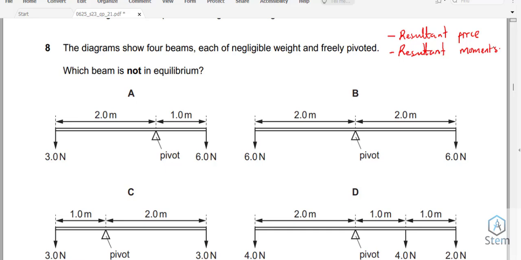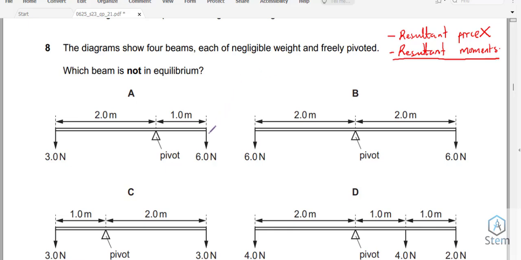We cannot talk about resultant force in these diagrams because we are only given the forces which are going downwards. We are not told of the forces pointing upwards, in other words, the forces at the pivot. So we don't have a way of using resultant force. We are going to check which beam is not in equilibrium by looking at the beam that has resultant moment. Now, we know there is a resultant moment when clockwise moments are not equal to anti-clockwise moments.